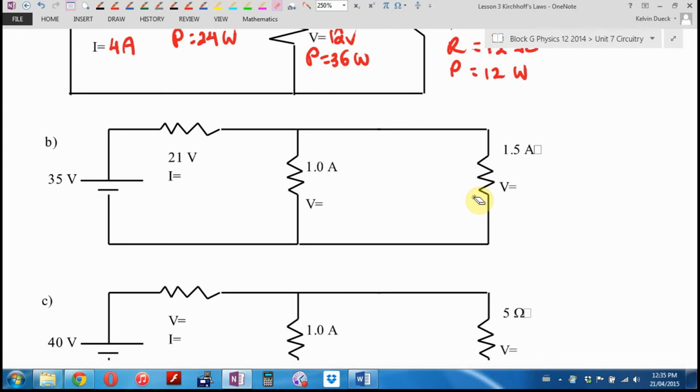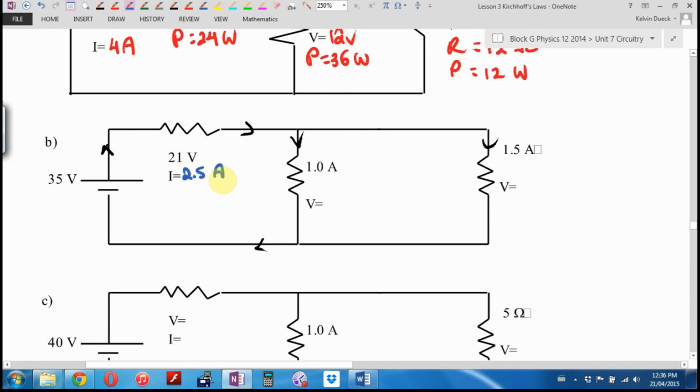First thing I look for, total current. Is there anywhere they told me total current? Can I figure out the total current? Now remember, this way is downhill, downhill, downhill. What's the total current in this particular circuit? 2.5. See it? We got 1.5 in one hill, one in another hill, and they're joining up right here to 2.5 amps.